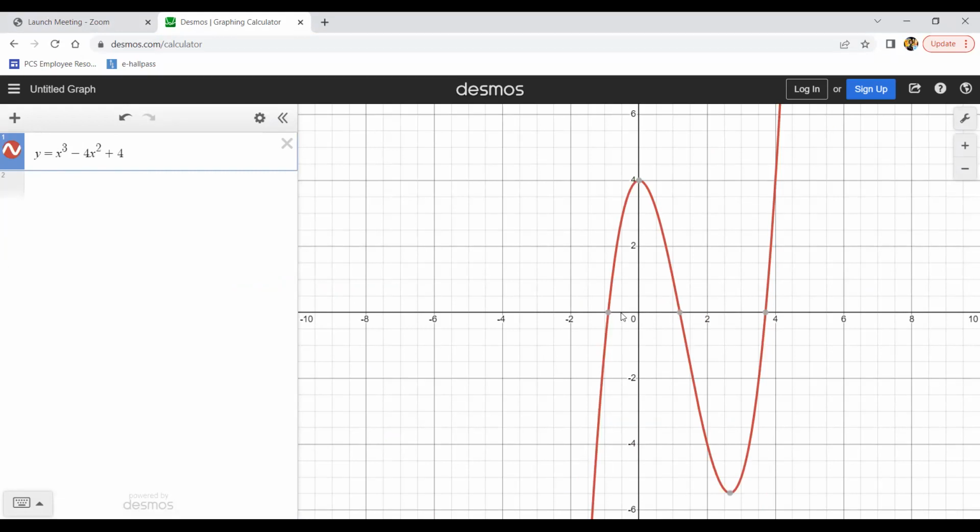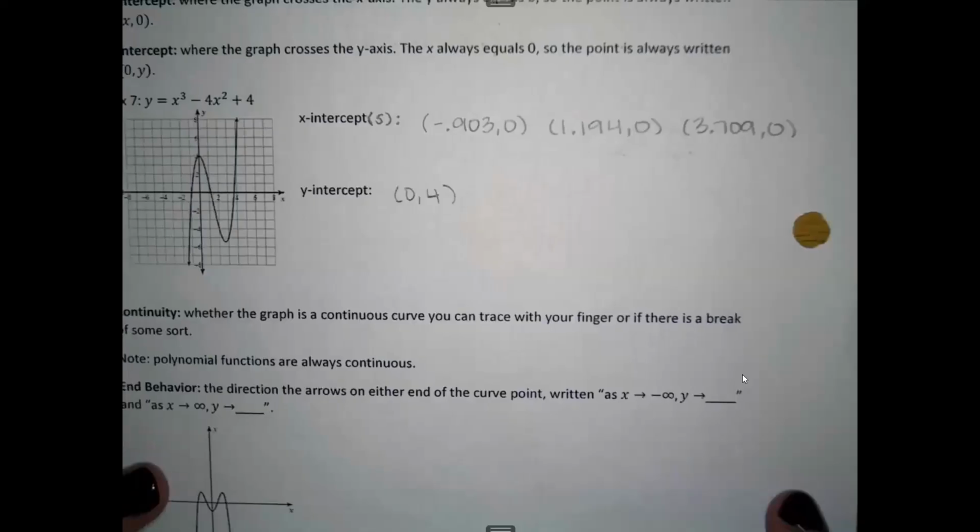Okay, so the x-intercepts, I'm just going to go ahead and click on all 3 of those so that I have them, and then we can write them down. And I'm going to write them as points. So I'm getting the x-coordinate and the y-coordinate. So negative 0.903 comma 0, 1.194 comma 0, 3.709 comma 0. Right? And then I have the y-intercept up here, which is 0 comma 4.